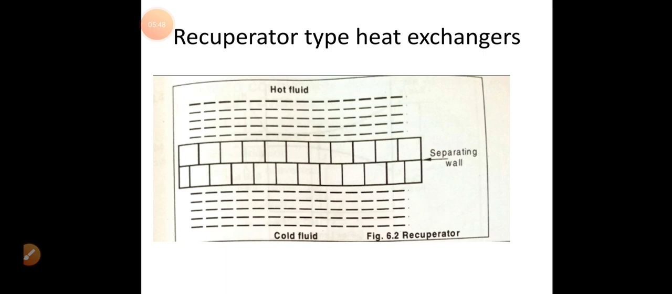Examples are economizer, superheater and air preheater. Okay. In this diagram, you can see the separating wall which separates the hot and cold fluid. Okay.